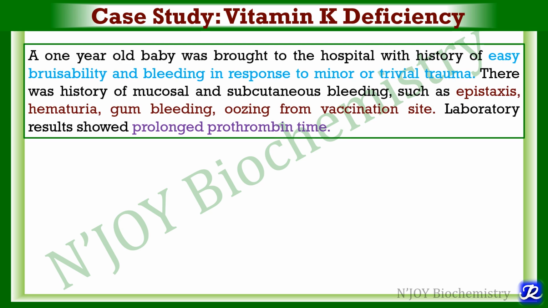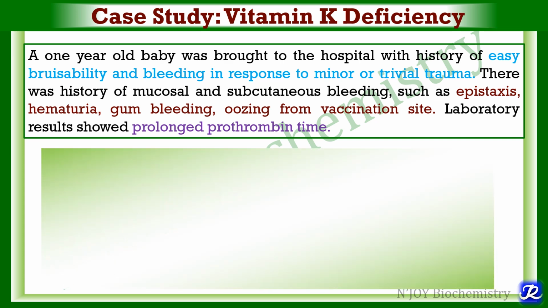Here is a case of a 1-year-old baby boy who was brought to the hospital with a history of easy bruisability and bleeding in response to minor trauma. There was a history of mucosal and subcutaneous bleeding such as epistaxis, hematuria, gum bleeding, oozing from vaccination site. Laboratory results showed prolonged prothrombin time.